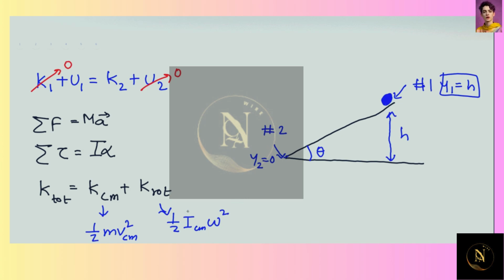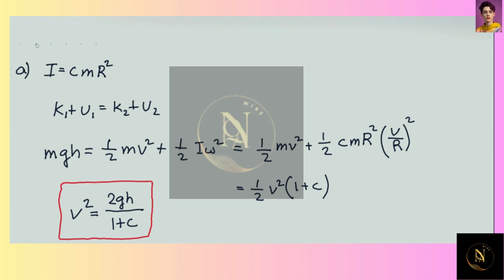First of all, before doing that, we see that the moment of inertia is different for different objects. Let's call this ICM, which is equal to CMR squared, where C is a number that will vary depending on what object we're choosing. For example, if we're choosing a solid cylinder, then C is 1 over 2, and so on and so forth.